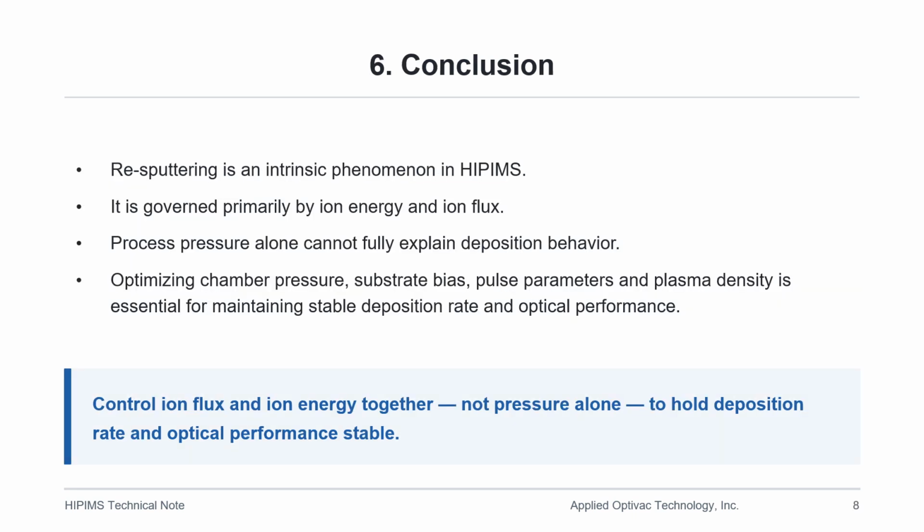To close, the main conclusion: re-sputtering is intrinsic to HIPIMS and is governed primarily by ion energy and ion flux. Pressure alone cannot fully describe the deposition response. Stable performance requires coordinated adjustment of chamber pressure, substrate bias, pulse parameters, and plasma density. The practical takeaway: control ion flux and ion energy together to maintain deposition rate and optical performance.